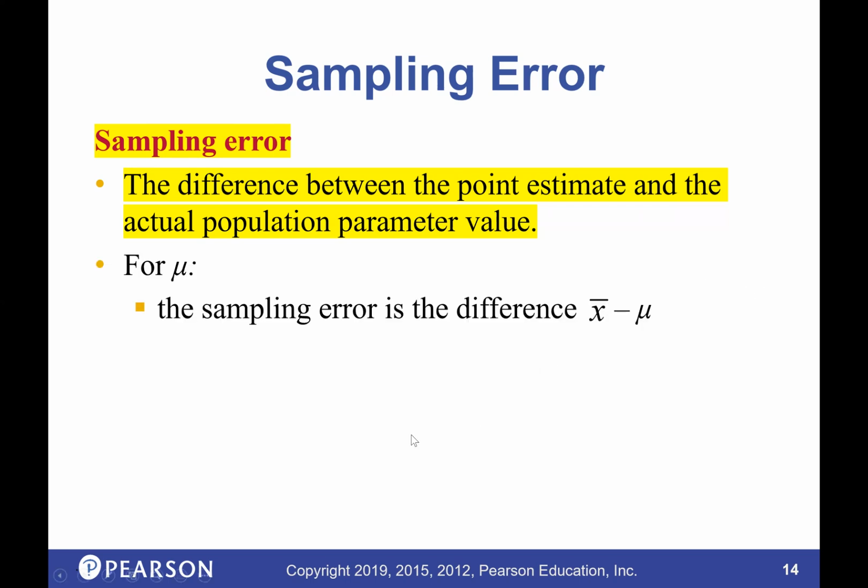Okay, some formulas here. Sampling error is the difference: x bar minus mu. There's your sampling error.